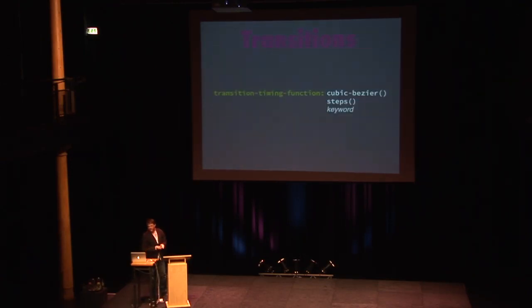Then it starts to get complicated. A transition timing function takes 3 types of value. The cubic Bezier function, the steps function, and a series of keywords. I'm going to have to drill down into this because this is where it does start to get a little bit kind of loopy.